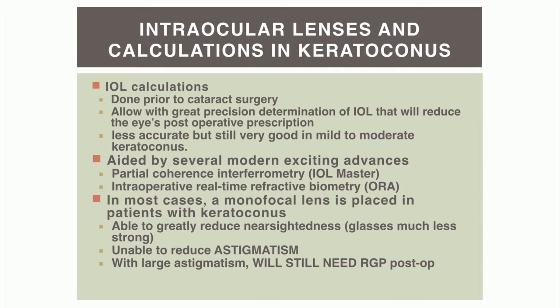In most patients with keratoconus, we're talking about putting in a single focus monofocal lens in order to try and reduce your nearsightedness. And in most cases with keratoconus patients that have a significant amount of irregular astigmatism, they will still need to wear a contact lens in order to correct that irregular astigmatism, which is caused by the cornea after cataract surgery.